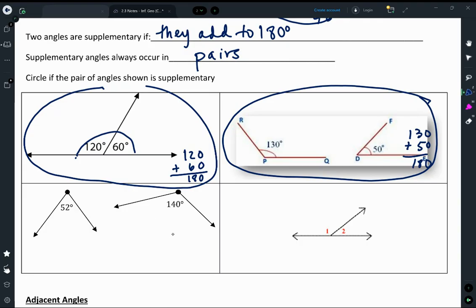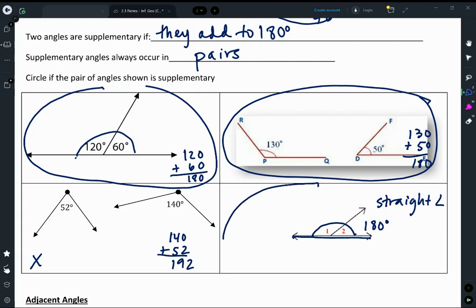Then we've got 140 and 52. So those add to make 192. So this one is not supplementary. And the last one, it doesn't give us angle measures, but again, angle 1 and angle 2 are forming a straight line. So here's that straight line that they're forming. And so that's automatically, straight lines are 180 degrees. That's a straight angle. And so it is automatically supplementary.